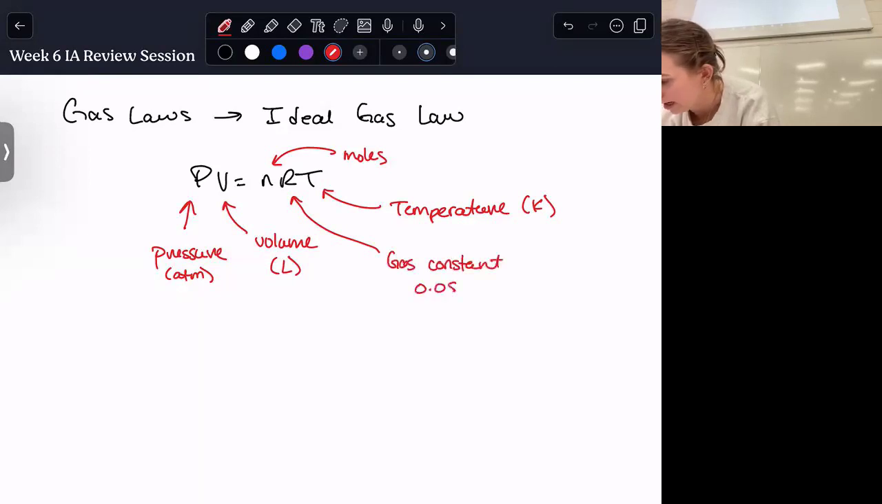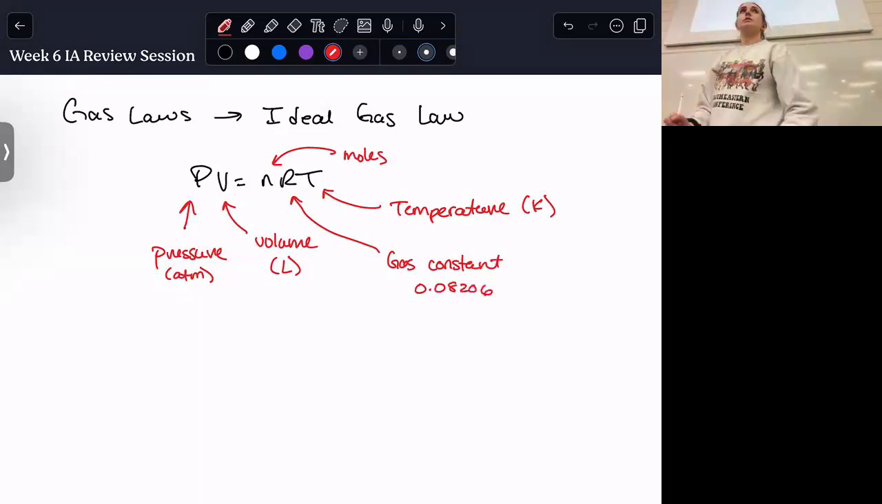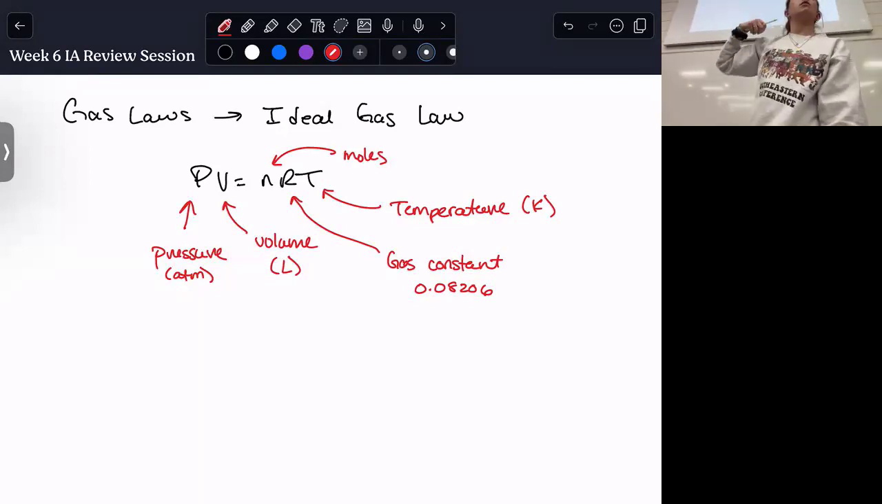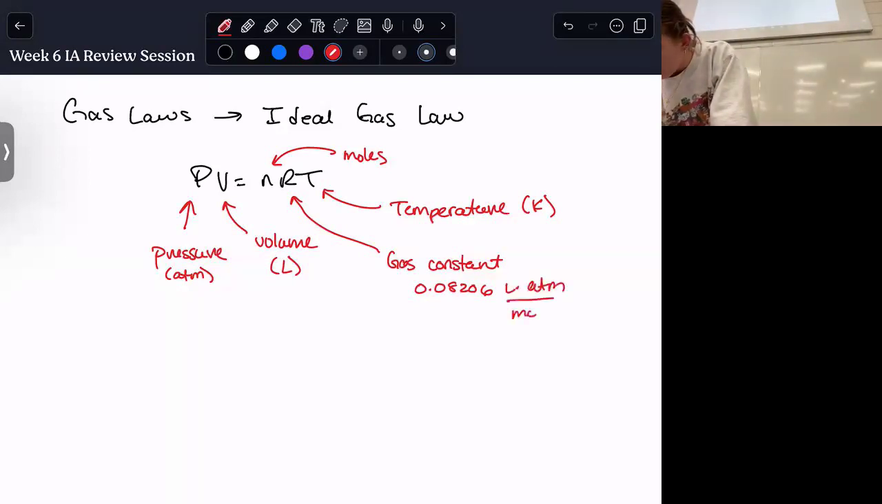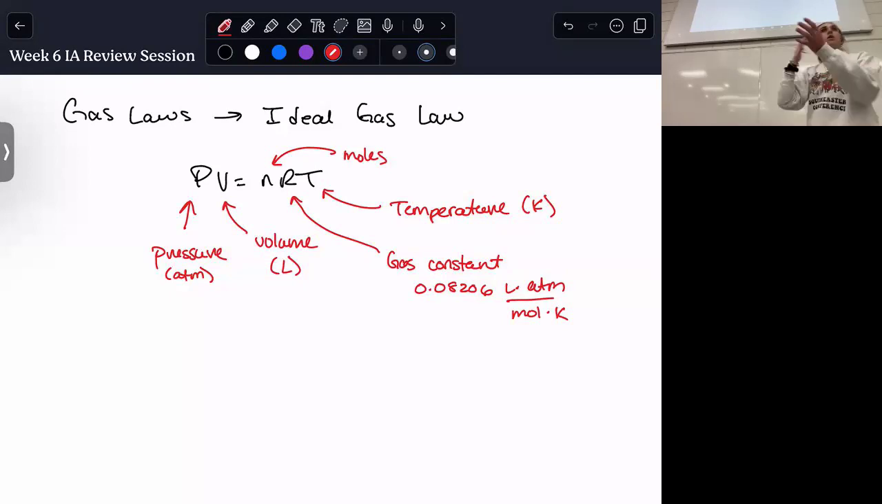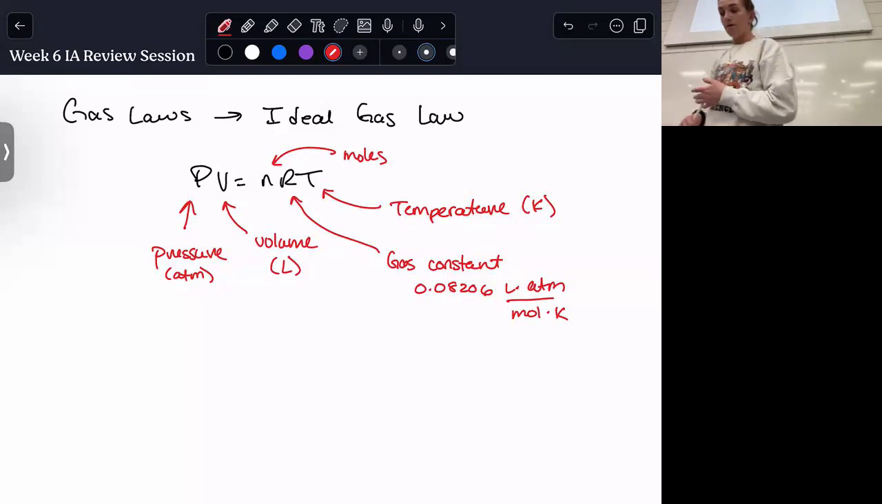And that's 0.08206. This constant will be given to you as well, but in case you need to know which one you're using for a question, because both will be given at the same time, that's going to be based off of all of the other units that you're working with for your gas. So that's going to be liters times atm over moles times Kelvin. You can see that all of the other units we have in parentheses are also in our gas constant unit, so that would all cancel out at the very end.